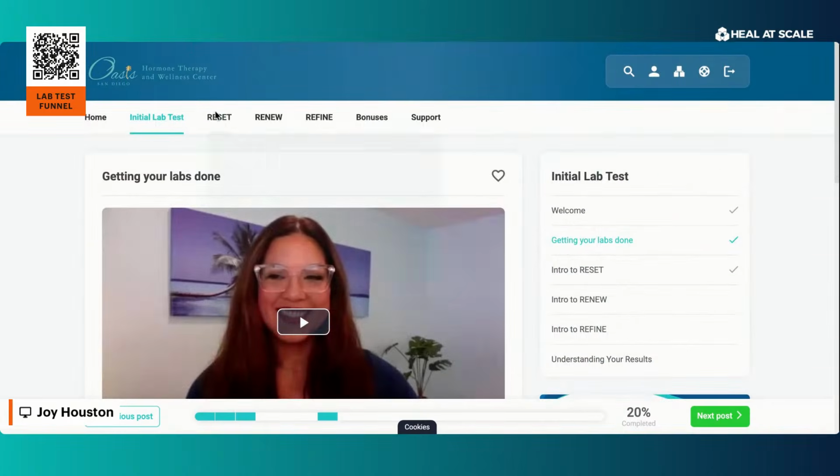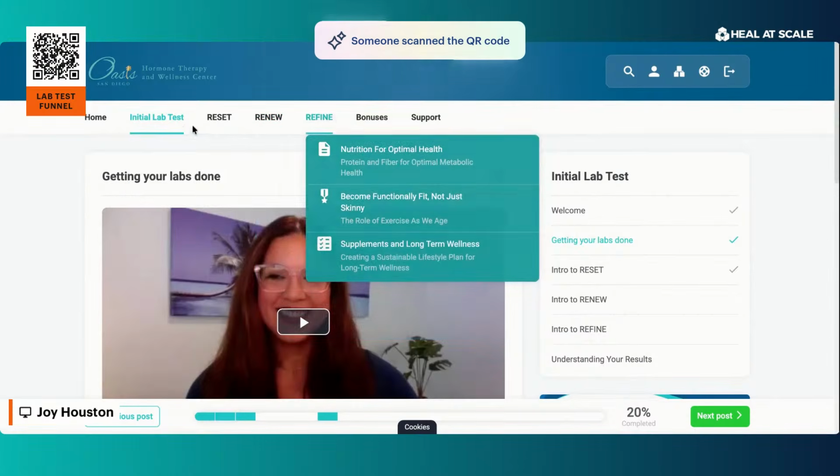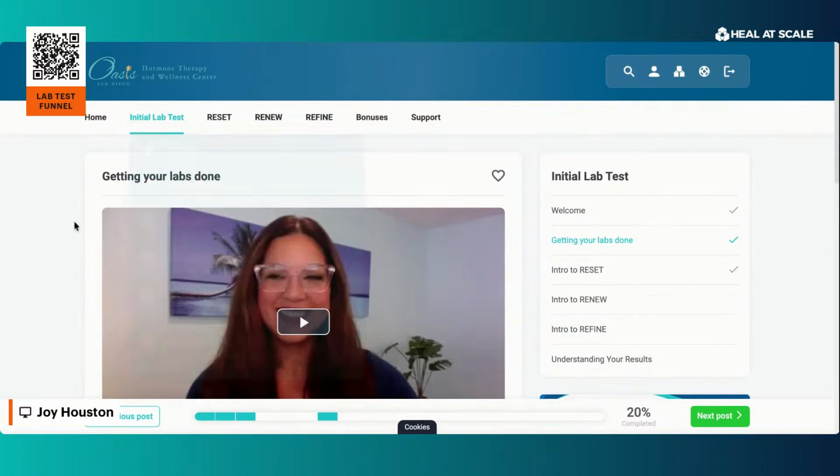Now, here's what she's doing, you guys. Look how it says intro to reset, intro to renew, and intro to refine. She could do that. Okay. But I bet it would convert better if, instead of talking about reducing inflammation, balancing hormones naturally, and optimizing the diet, lifestyle, and supplements with hormone therapy, that literally is what these 3 sections of her bigger program are about. Okay. But remember how I said, when we lead with the medical topic, which is reducing inflammation, the hormones, etc., that's more of a peer-to-peer discussion. And what will actually get them excited is the benefits that they stand to gain from that.